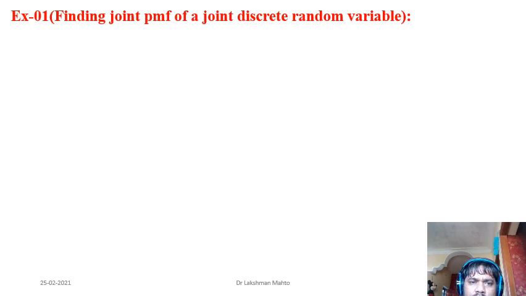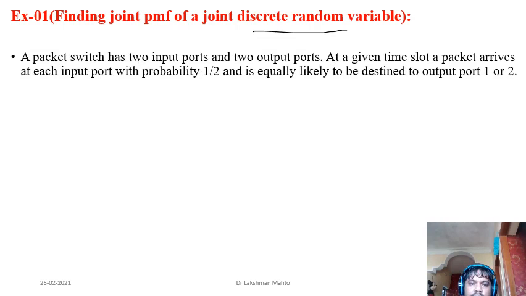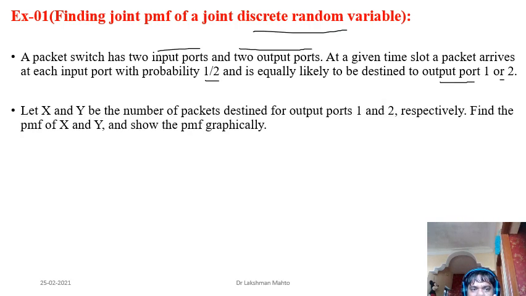So I will take a few problems. The first problem is that you have to find the joint probability mass function of a joint discrete random variable. So how can we find it? I have taken one very interesting example, again from a communication perspective. Suppose there is a packet switch which has two input ports and two output ports. At a given time slot, a packet arrives at each input port with probability 1 by 2 and is equally likely to be destined to output port 1 and 2. These are the given information.